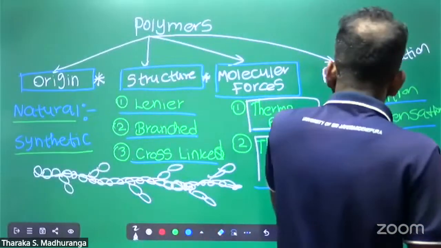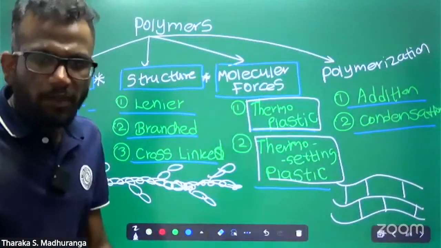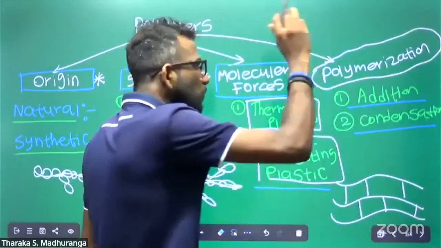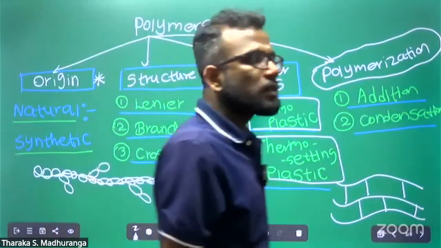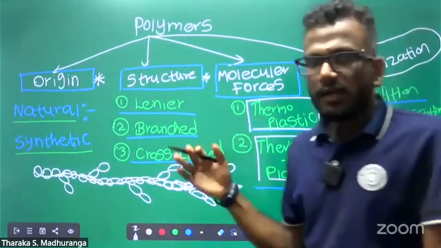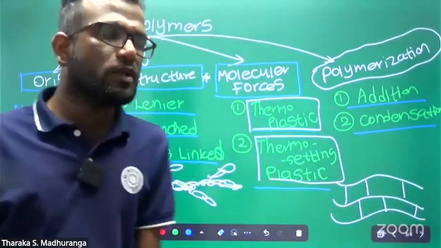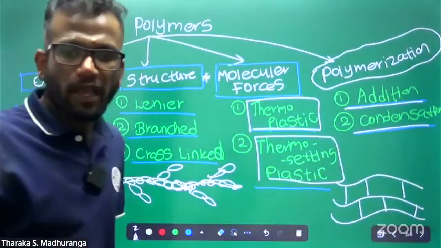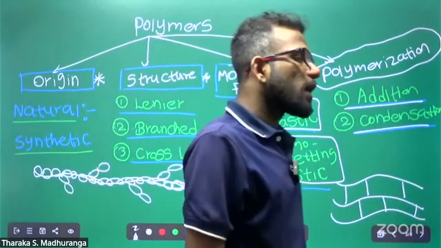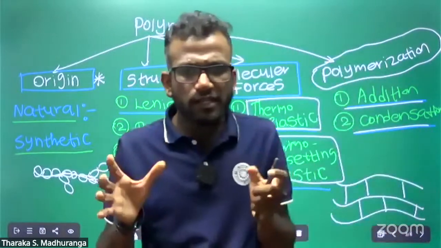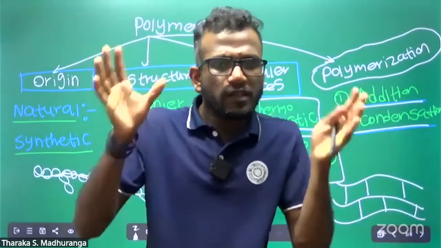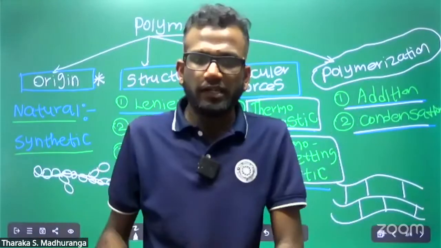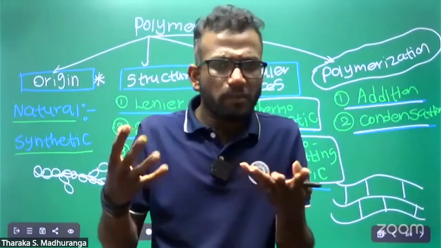Okay, then the final one, according to the polymerization, that's a very important thing. According to the polymerization, we can divide polymers into two main types: addition polymers and condensation polymers. Very important. Now you have to identify clearly what is the difference between addition polymers and condensation polymers. Then the polymer basic part is complete.